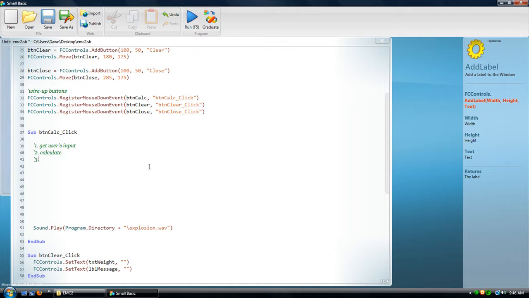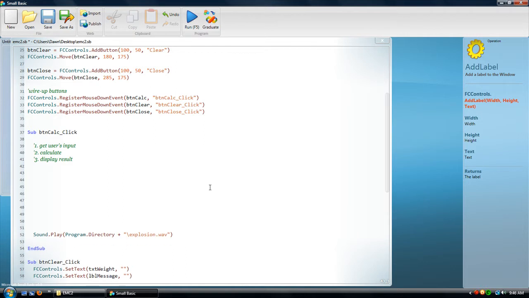All right, and remember the third step is always displaying the result to the user, by updating a label using setText. Okay, so with that in mind, let's move forward with this. The user enters his or her weight in pounds. My first order of business is to reach into that text box and get the weight in pounds out of the text box and put it somewhere.